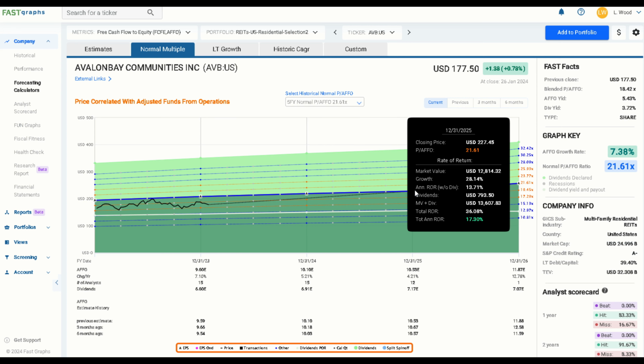Looking at the end of 2025, if they do return here to a 21 times price to AFFO ratio, we could be looking at a 17.3% total annualized rate of return. And we can see that these AFFO estimates have been fairly steady, and we can see some reasonable expectations here from the analysts in terms of the dividend increases as well.